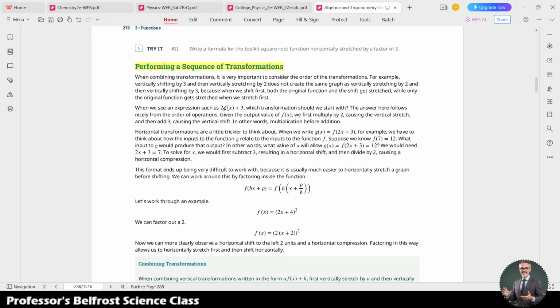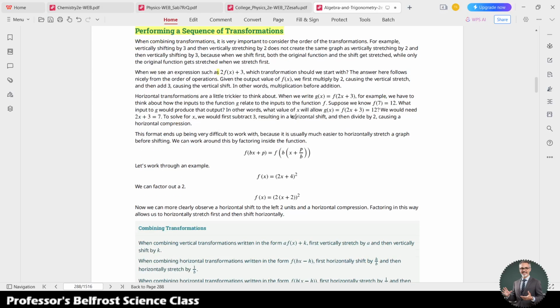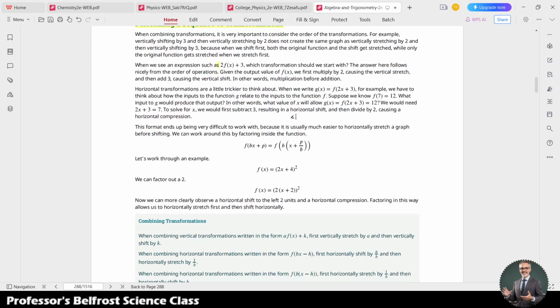And when we see an expression such as 2f(x) plus 3, which transformation should we start with? The answer here is the one that we do as in the order of operations. Given the output value of f(x), we first multiply it by the constant 2, which causes the vertical stretch, and then we add 3 to cause the vertical shift. So multiplication will always go before addition.